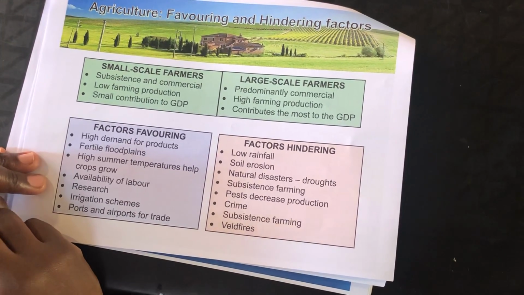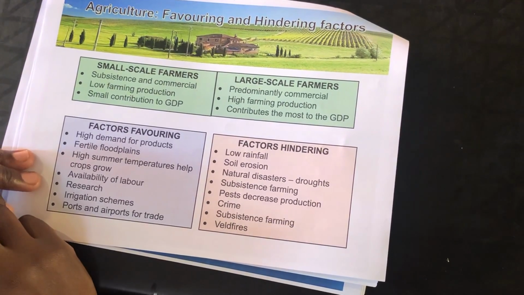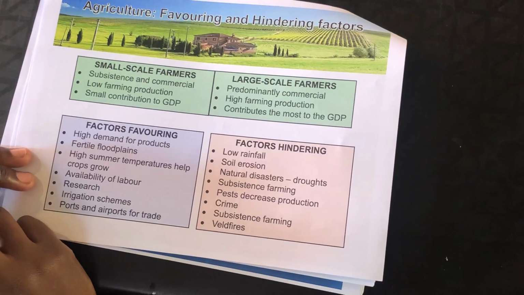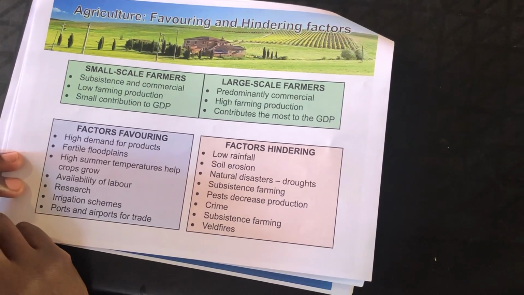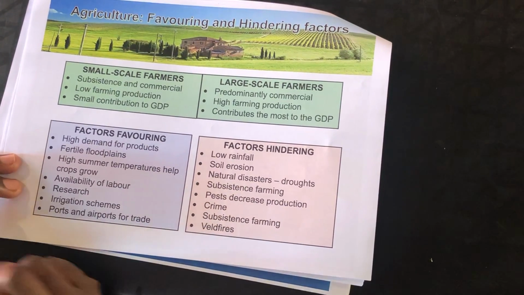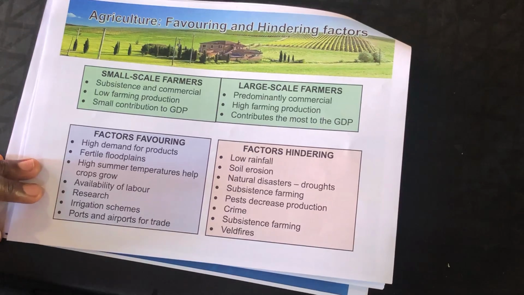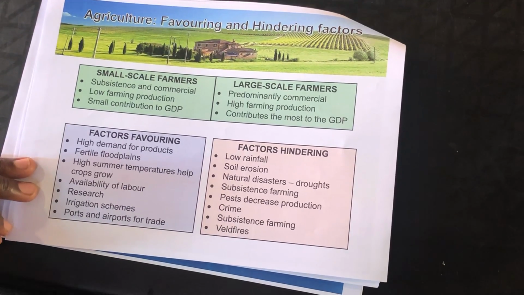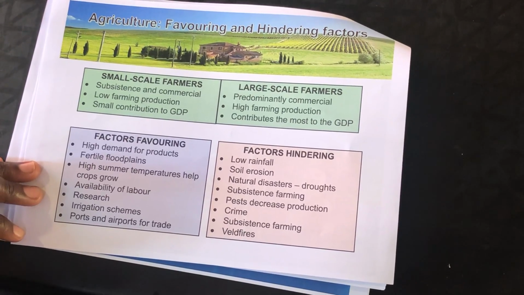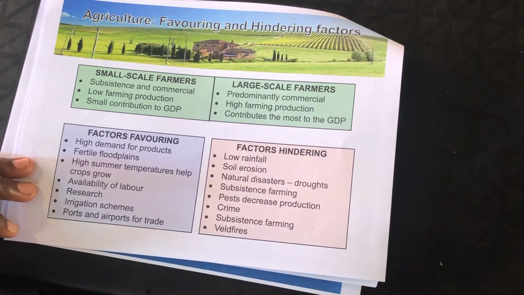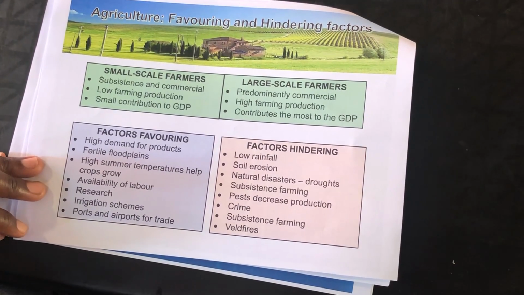We also have availability of labor that can assist in commercial farms also. A wide research has also been implemented to improve agricultural production. We know that South Africa, although it receives low rainfall, we do have irrigation schemes, we do have water transfer schemes to assist with agriculture. As a result, also, the ports and the airports have also initiated trade and have also favored our agriculture.